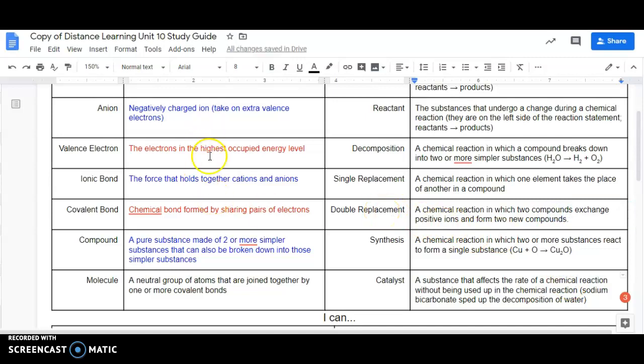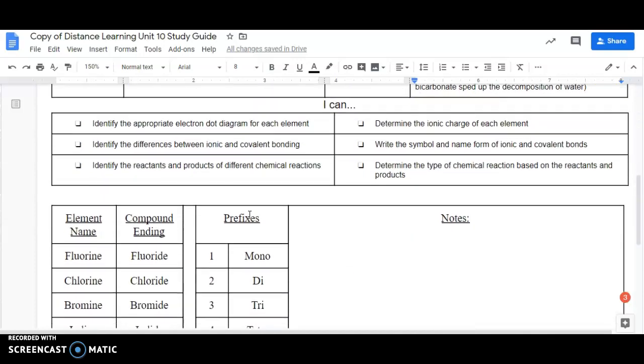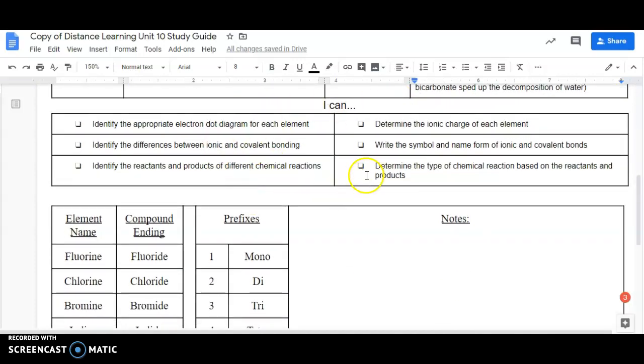Okay, so there are our vocab words. I only have 15 minutes on each video that I make using Screencast-O-Matic, so I'm going to stop this one here, and then I'll start a new one to start talking about the I can statements.